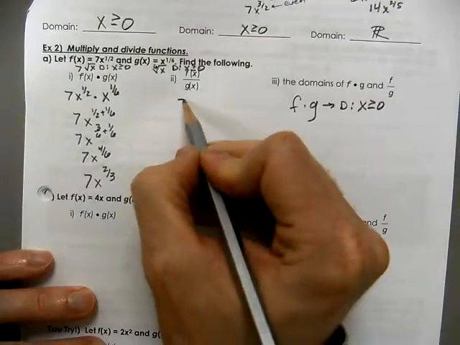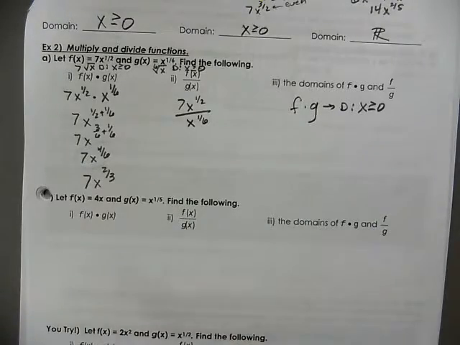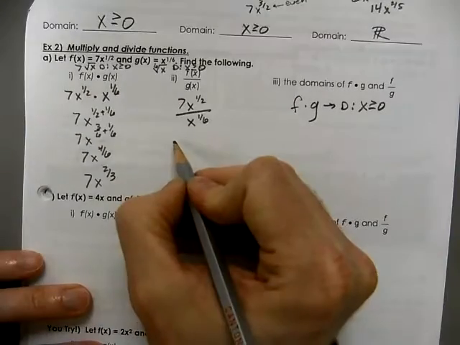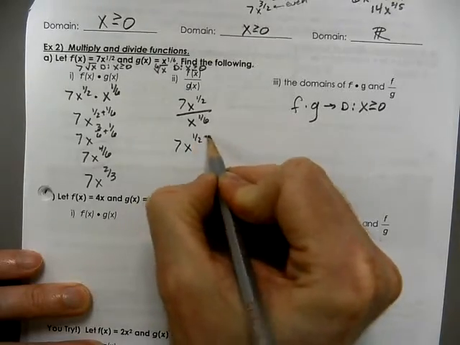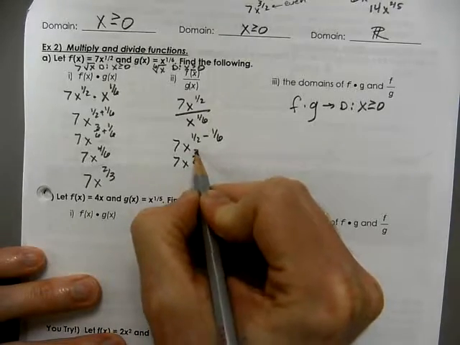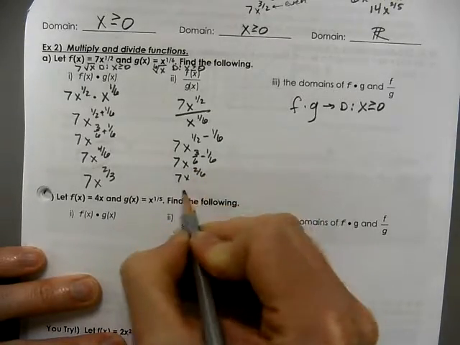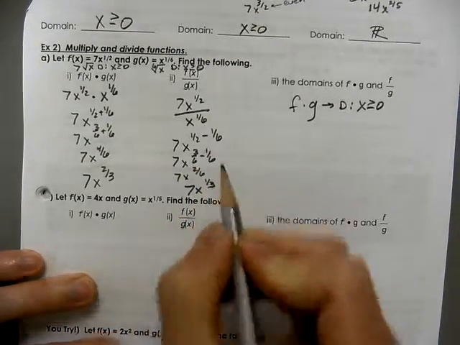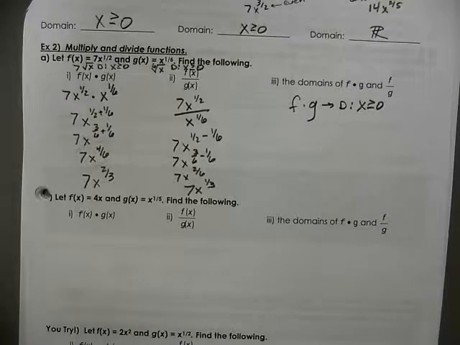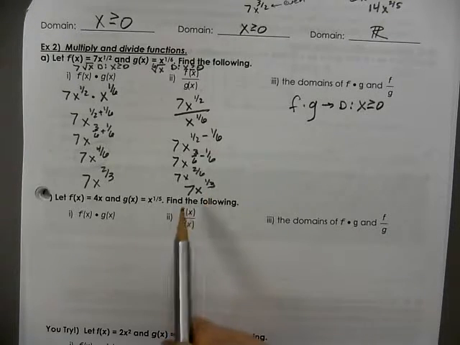Let's look here. 7x to the 1/2 and x to the 1/6. How do we go about simplifying that? We're going to take 7x to the 1/2 minus 1/6. So again, we got to get common denominators. So that becomes 2/6, which can reduce down to 1/3. Again, it looks like it's 1/3. It looks like the cubed root of x.